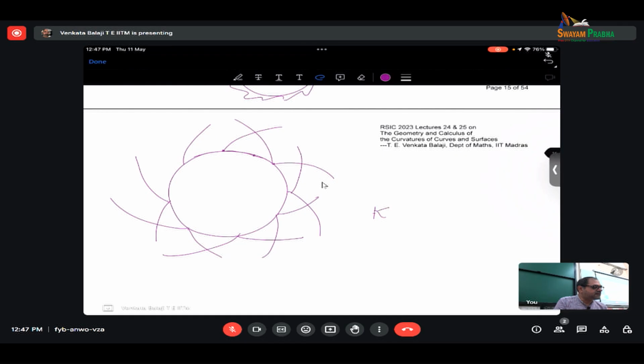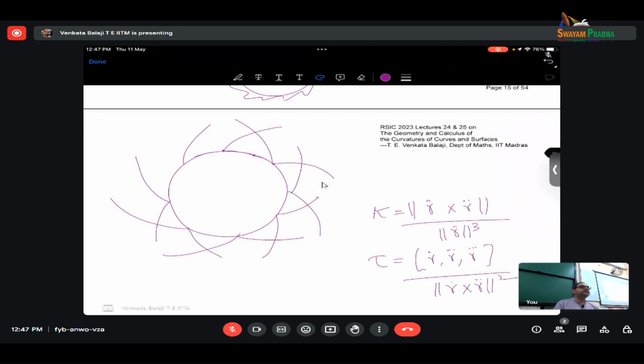Curvature is just the norm of gamma dot cross gamma double dot, divided by the norm of gamma dot, cubed. Torsion is the scalar triple product of gamma dot, gamma double dot, gamma triple dot, divided by the norm of gamma dot cross gamma double dot, squared. You can write formulas like this. This is for a curve given by gamma.